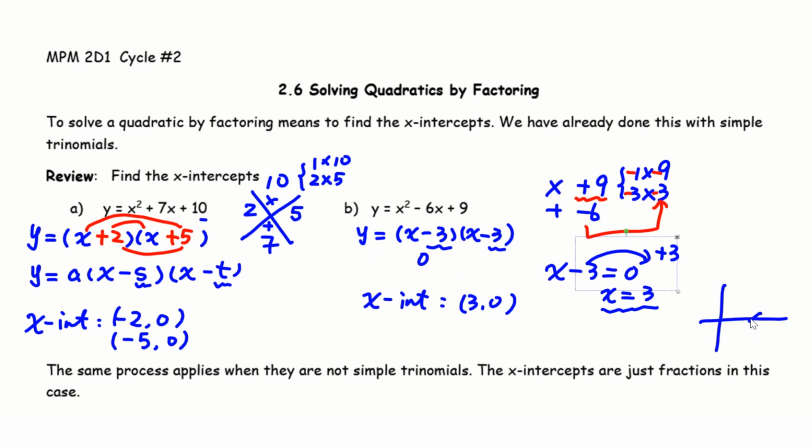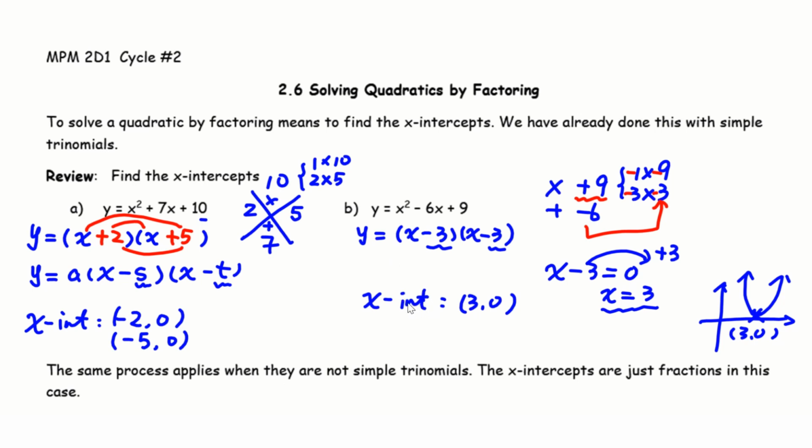The x-intercept means the graph intersects with the x-axis. On the x-axis, y will be 0. So we are looking for the value of x that makes y equal 0. So 3 minus 3 gives you 0. That's the reason we have the opposite number for the x-intercept. So this is for the simple trinomial.